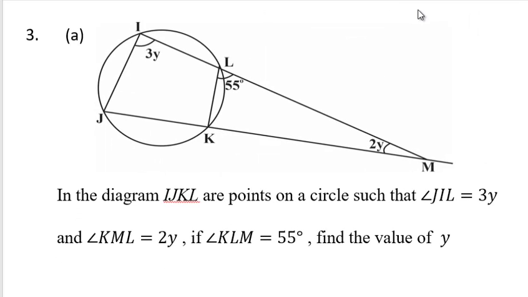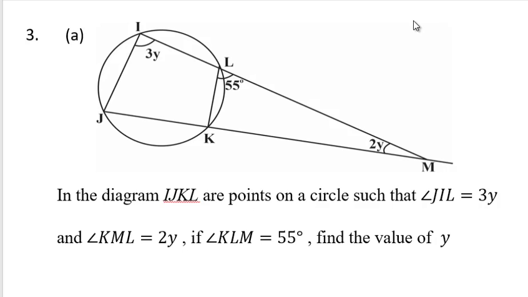For question 3, in the diagram, I, J, K, L are points on a circle such that angle JIL is equal to 3y and angle KML is equal to 2y. If angle KLM is equal to 55 degrees, find the value of y. This was the question 3a.